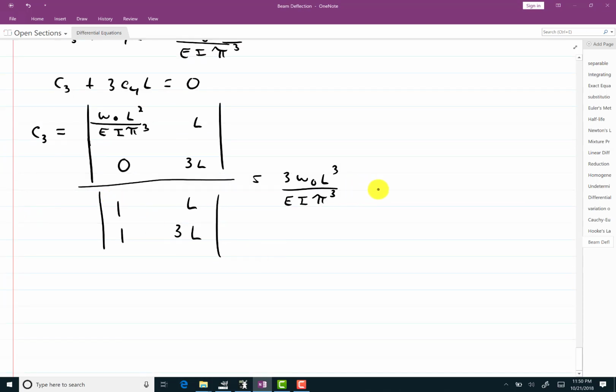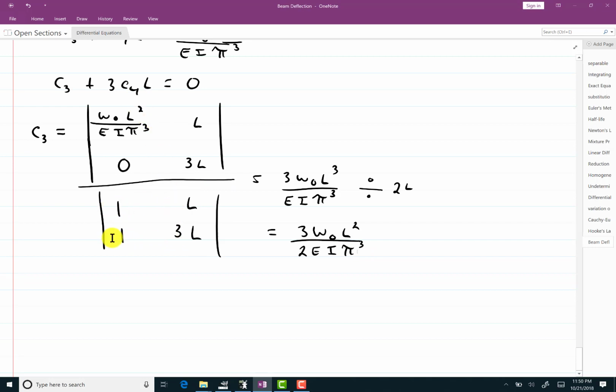So I'm going to put a big division sign here. This way 3L minus 1L will be 2L. So it looks like we have 3. This L will take away from that. So I have 3W naught L squared all over 2EI pi cubed. And I'll play the same game for C4.